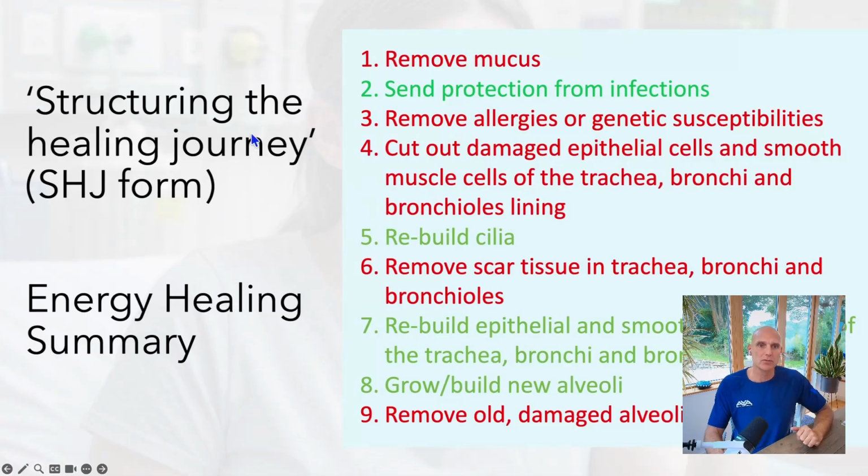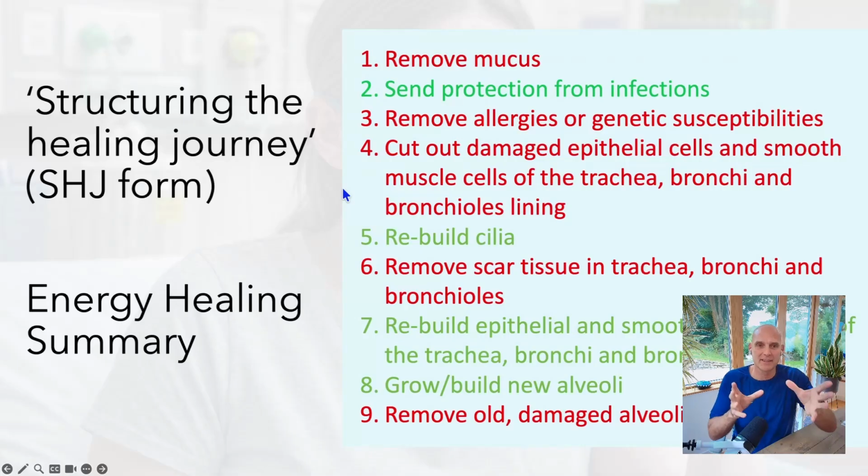So number one, we want to remove mucus. And by the way, I've put in red the bits that we're removing something, that we're cutting something out. And in green are the bits that are healing or rebuilding or regrowing, basically. So number one is remove mucus. We want to get rid of all that mucus. Number two, we want to send protection from infections. Now, by the way, we didn't have a Structuring the Healing Journey form when we were doing this healing, I have to say. This has all come afterwards. So this was right at the beginning, this particular case study.